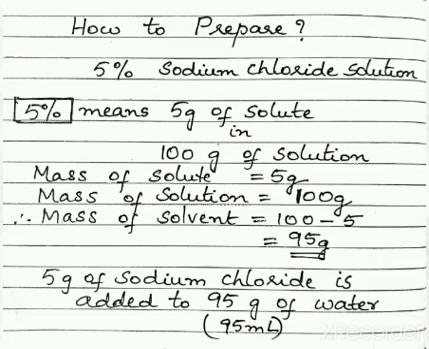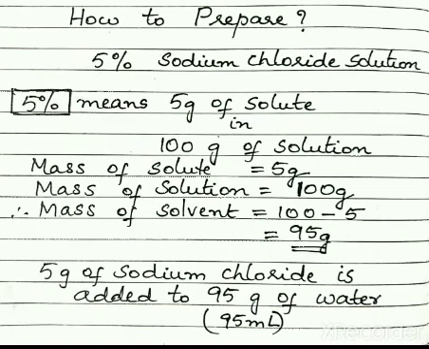Now let us see how to prepare a solution of a particular concentration which is expressed in mass by mass percentage. Suppose that we have to prepare a 5% sodium chloride solution. Here sodium chloride is the solute and water is the solvent. Now 5% solution means 5 gram of the solute, that is sodium chloride, is dissolved in 100 gram of solution.